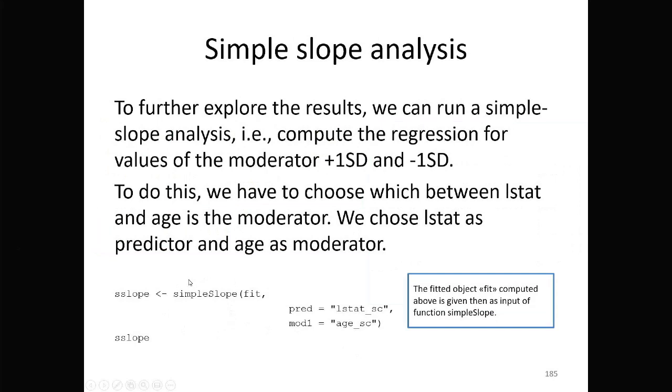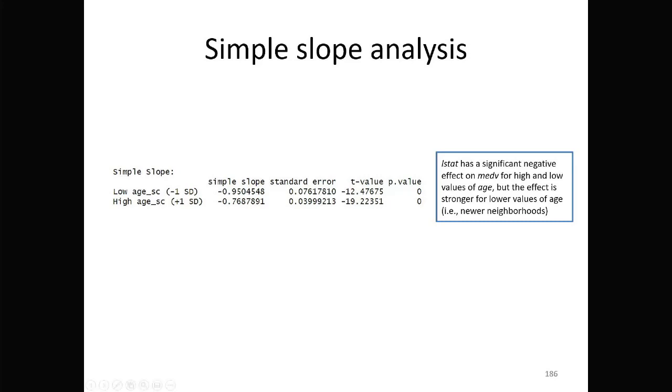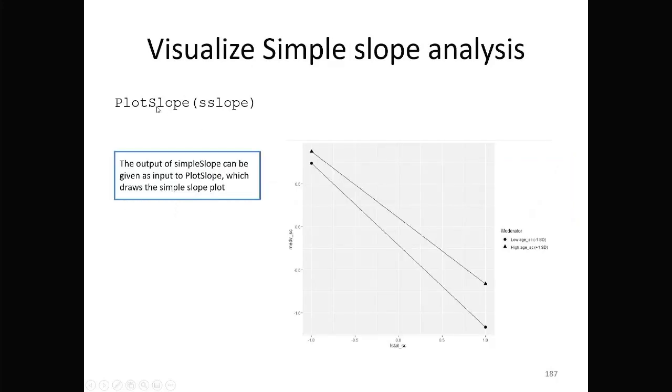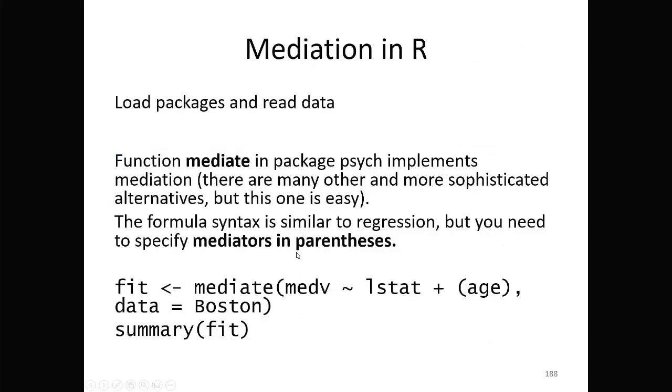But there is a function called simple slope that does simple slope analysis. You need to specify the fitted object, which variable you want to use as a predictor and which one as a moderator. It's very straightforward. And you get the simple slope analysis, so the slope when the moderator is at -1 standard deviation and +1 standard deviation. You can also plot that using the plot slope function. In terms of programming, it's very straightforward. But what I wanted to show maybe is the mediation.